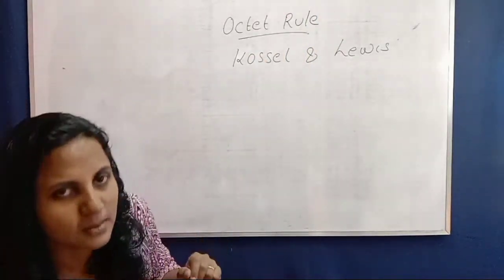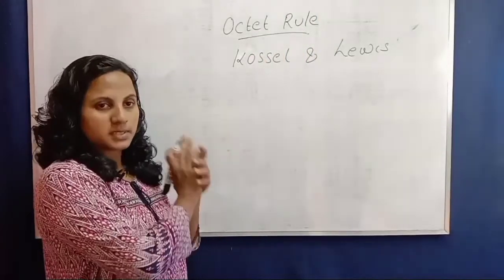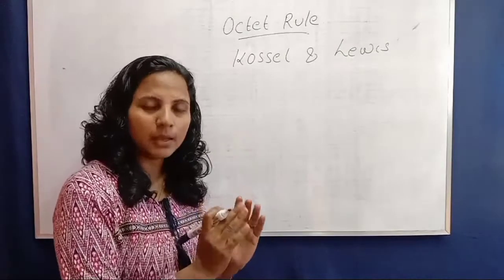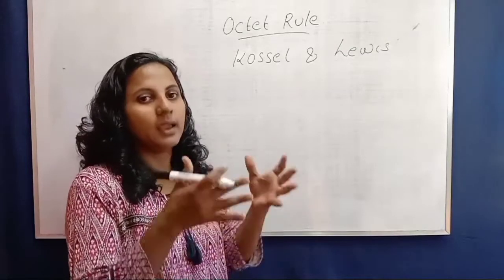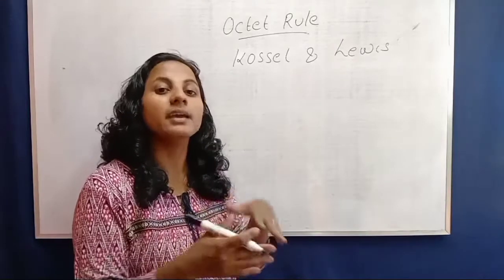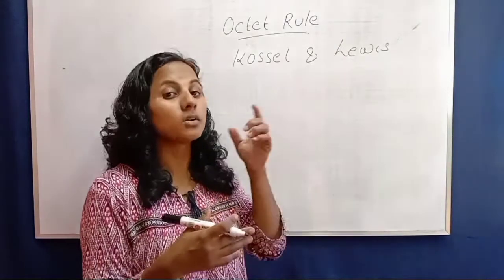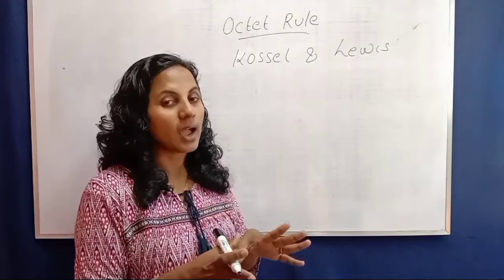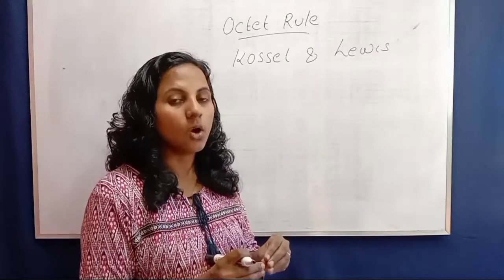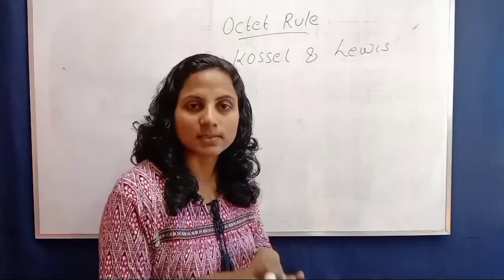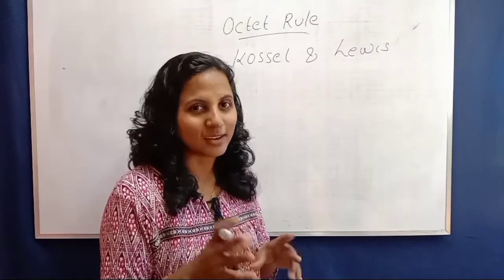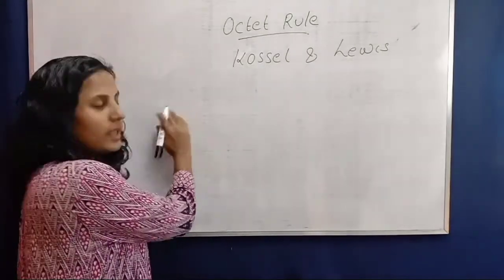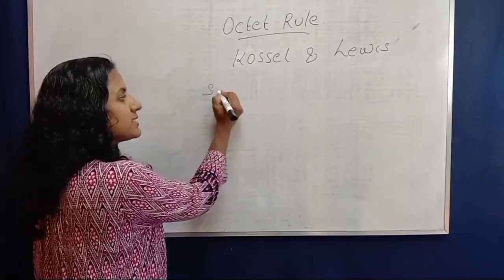It is very simple. What this octet rule says is, atoms of the same element or different elements combine either by sharing of electrons or transfer of electrons such that each atom gets an octet, or 8 electrons, in its valence shell. Understood? No problem. I will explain once again. What is the octet rule? Atoms of the same element.